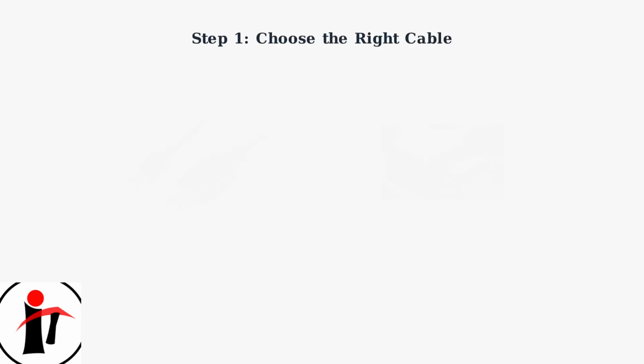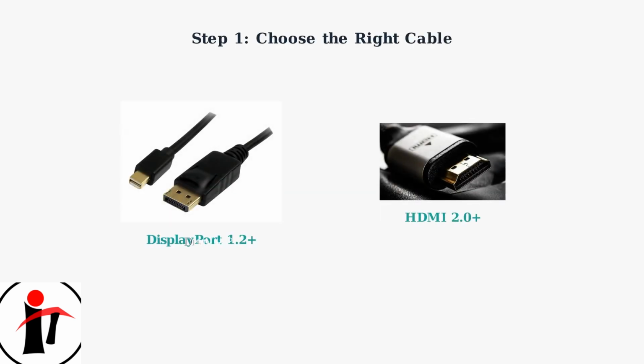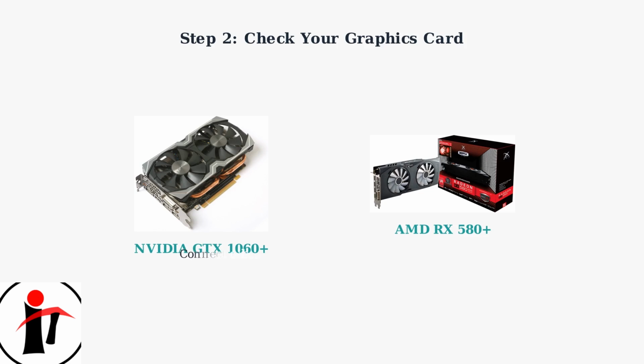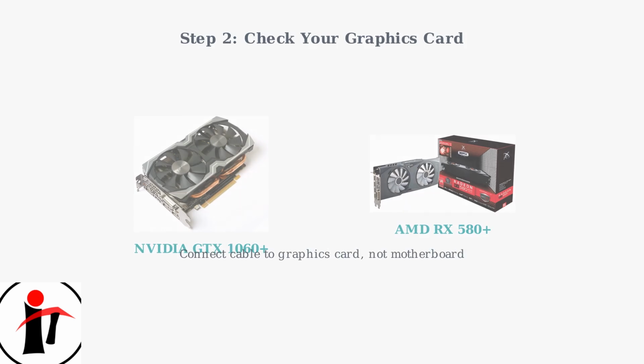To enable 144 Hz on your Sceptre monitor, you need the right cable connection. DisplayPort 1.2 or HDMI 2.0 cables are required for 144 Hz at 1080p resolution. Your graphics card must be capable of outputting 144 Hz. NVIDIA GTX 1060 or AMD RX 580 and newer cards are recommended for optimal 144 Hz gaming performance.